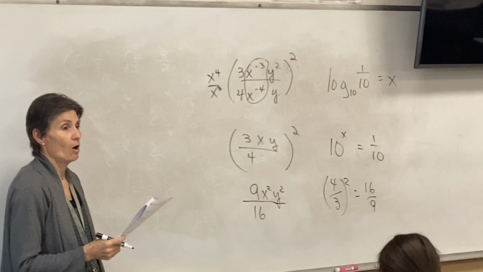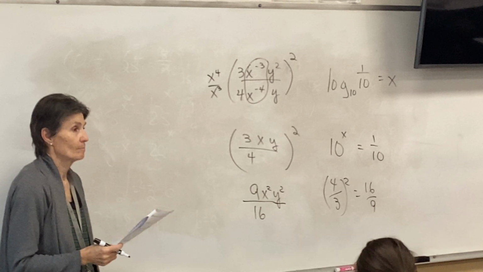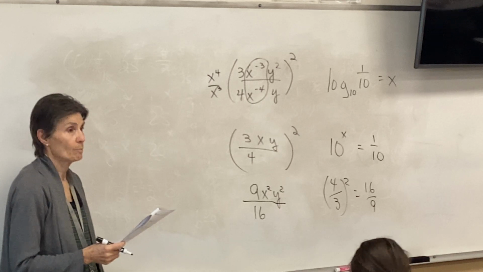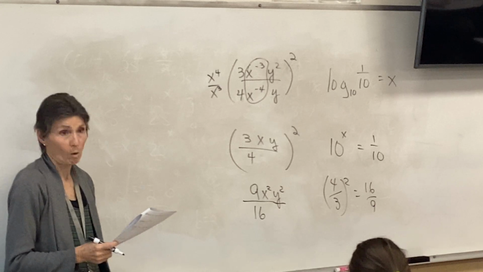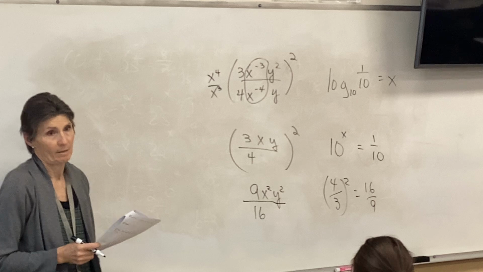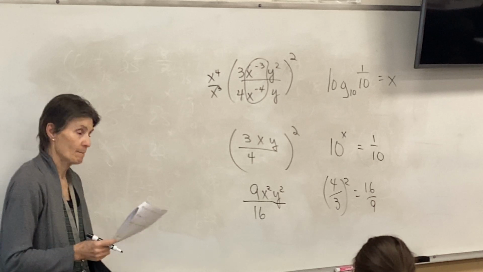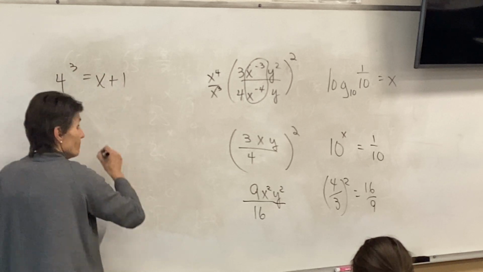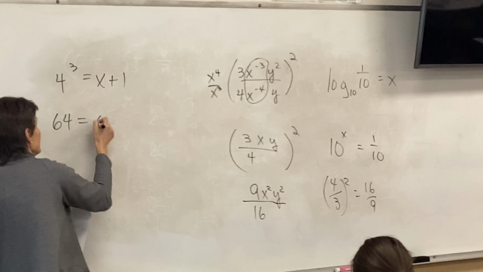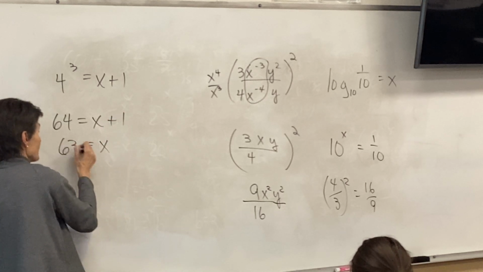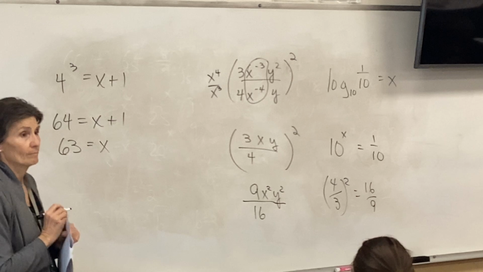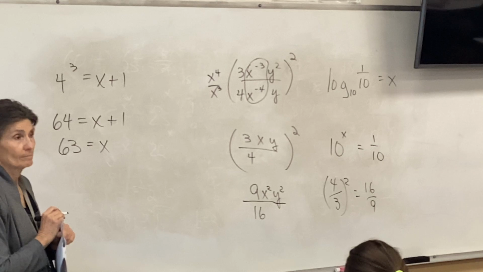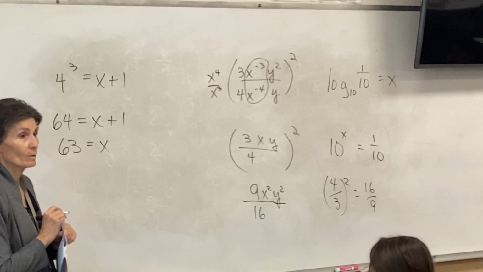What is your thought when you look at problem A? Loop-de-loop. How many logarithms are in the problem? One? Please, when there's one logarithm, think about loop-de-looping. Even if you don't end up doing it, think about it at least. So what does this one say? 4 to the third equals x plus 1. 64 equals x plus 1, and x equals 63. We okay with that?